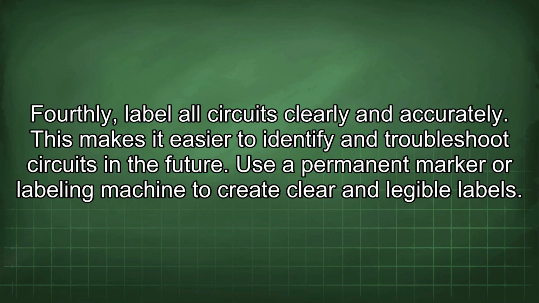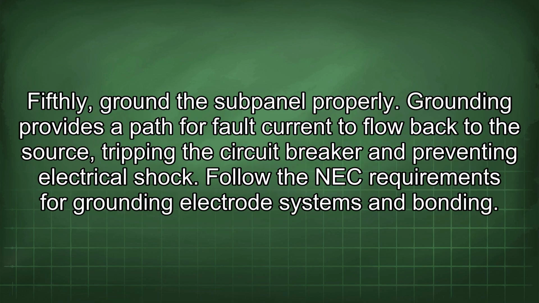Fourthly, label all circuits clearly and accurately. This makes it easier to identify and troubleshoot circuits in the future. Use a permanent marker or labeling machine to create clear and legible labels. Fifthly, ground the subpanel properly. Grounding provides a path for fault current to flow back to the source, tripping the circuit breaker and preventing electrical shock. Follow the NEC requirements for grounding electrode systems and bonding.